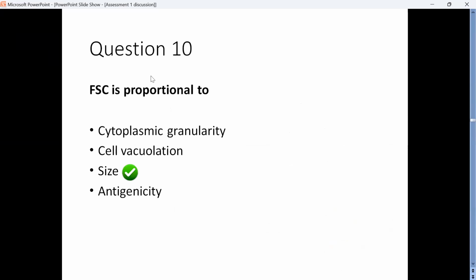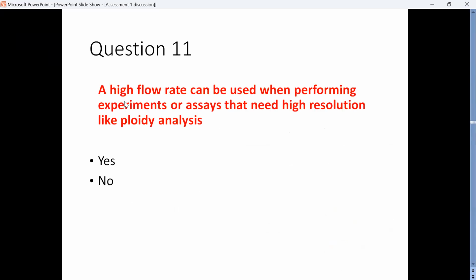Okay. Question 11. Again, the same concept we discussed. A high flow rate can be used when performing experiments or assays that need high resolution like ploidy analysis. No, you cannot, simply because of the reason we discussed. When you want to do a high resolution experiment like ploidy analysis, where the separation between the populations is very tight, you should not use high flow rate. You should not use high sample pressure. Okay. So the answer is no.